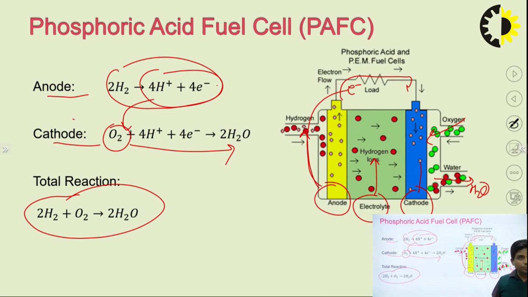So I hope you can see the difference. It is not a major difference in any fuel cell, but they have some limitations related to their operating temperature, their efficiency, and their equations related to their electrolyte, whatever electrolyte we use in the particular fuel cell.